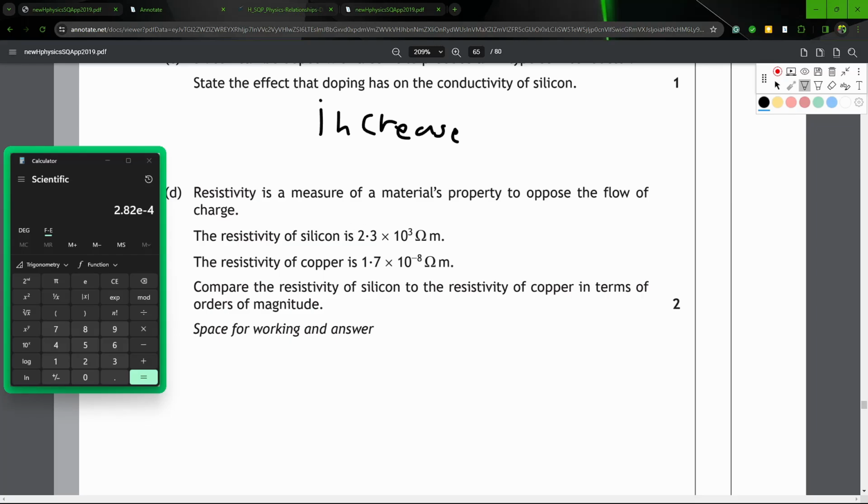Resistivity is a measure of the material's property to oppose the flow of charge. The resistivity of silicon is 2.3 times 10 to the 3 ohm meters. The resistivity of copper is 1.7 times 10 to the minus 8 ohm meters. Compare the resistivity of silicon to the resistivity of copper in terms of order of magnitude.